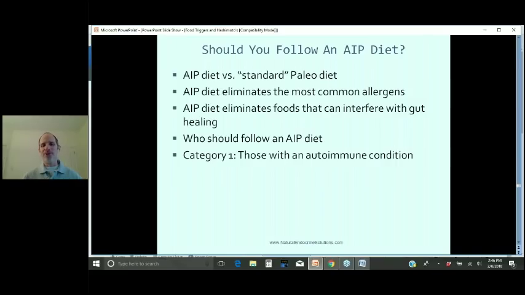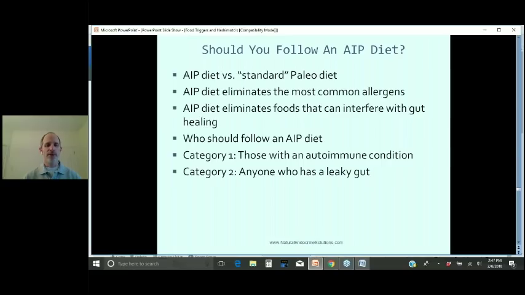Anybody with Hashimoto's, Graves', or any other autoimmune condition should consider following an autoimmune paleo diet for at least 30 days. It's not meant to be a 6-month or 12-month diet, but some people will benefit from following it for more than 30 days, like a few months.